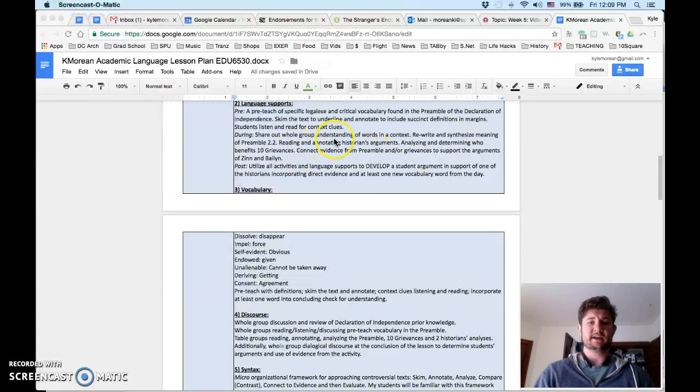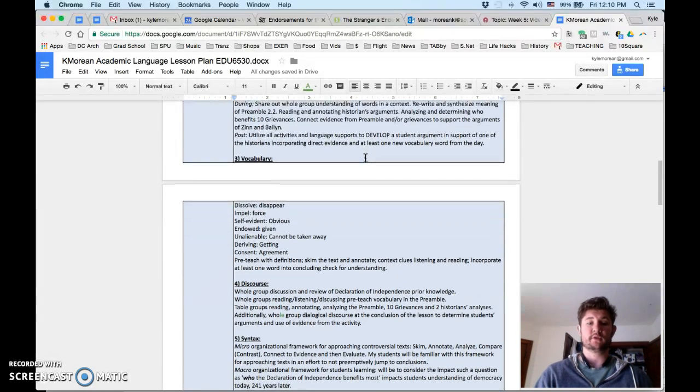They will be reading and annotating historians' arguments. They'll be analyzing and determining the benefits of the 10 grievances, as I've already mentioned, and they'll connect evidence from the preamble or the grievances to support the arguments of the 2 historians.